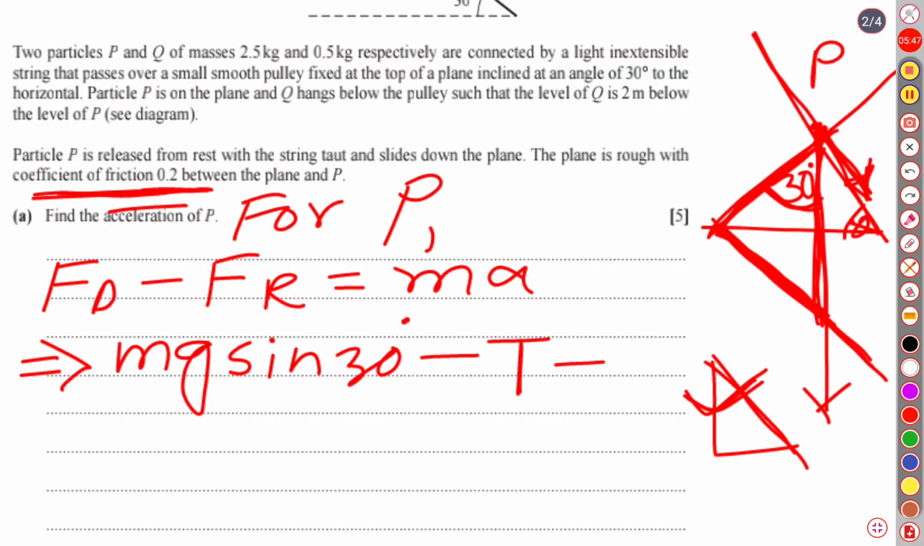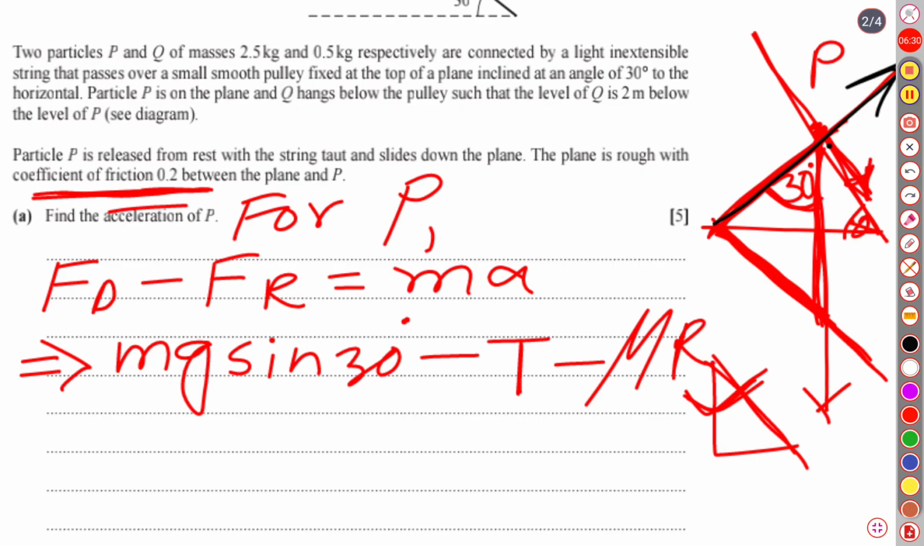So let us find the resistance force. Let me change the ink. This is our resistance force. How do we calculate the resistance force? We know that if the surface is rough, then the frictional force is mu R. So let us write mu R.